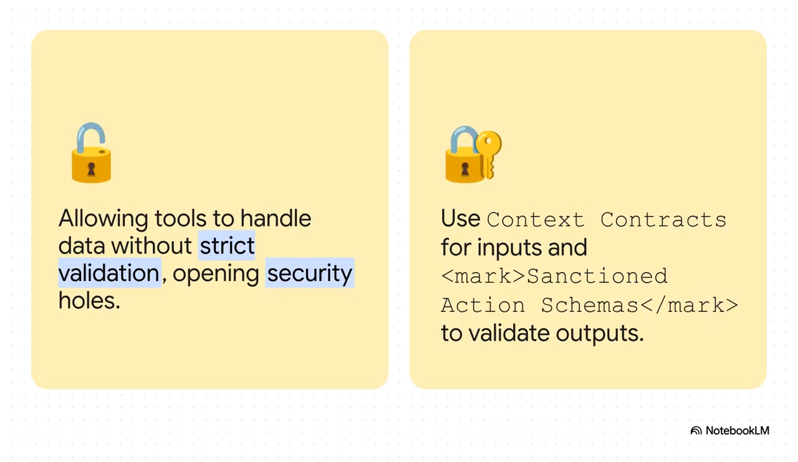Oh, and this one is absolutely critical. Untested interfaces. If your agent's tools can just accept or return any old data without validation, you have a massive security hole. The fix is to enforce strict contracts. Use a context contract to define exactly what the agent can see and do, and a sanctioned action schema to validate every single output before it's acted on. This creates a secure, predictable boundary.